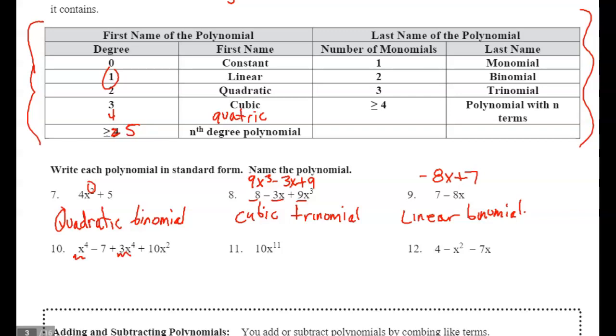So I have 3x to the 4th and an x to the 4th. That becomes 4x to the 4th. Then we do the 10x squared, which has no like terms to combine. And then we subtract 7. So this is a quartic, that term that I added up top, a quartic. And then it is a trinomial because it has 1, 2, 3 terms.